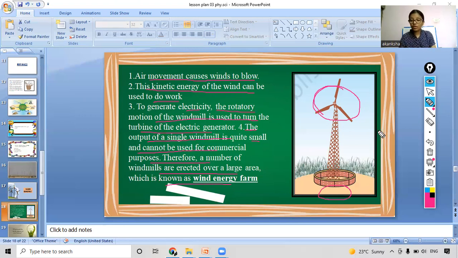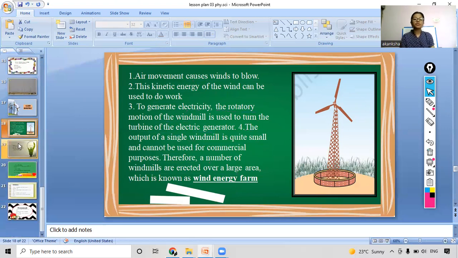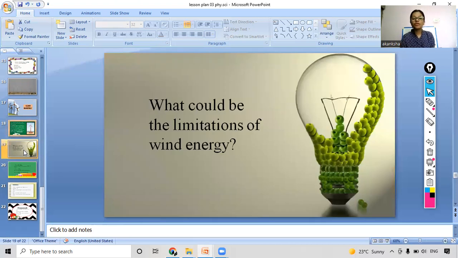So this was all about wind energy. So yes, students, do you have any doubt or should we move ahead? If yes, then I will wait for 5 seconds. If you have any doubt, you can write it in the chat box, and then we will move ahead after discussing those doubts. Okay. So yes, now moving on ahead.